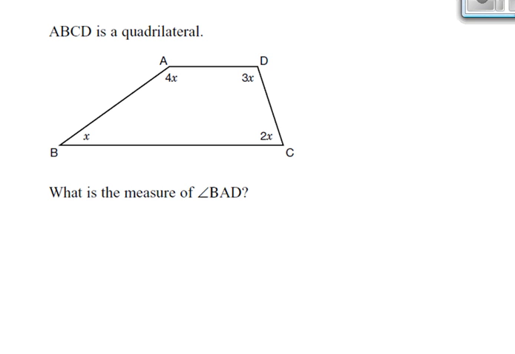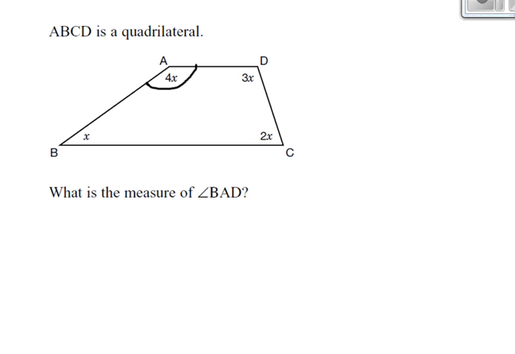It says ABCD is a quadrilateral. What is the measure of angle BAD? Ooh, angle bad. So don't forget that this symbol here means angle, and BAD means start your pencil at B, trace to A, and then to D, and you've traced out, in this case, this angle here, which says 4x. So I need to know what that angle is.